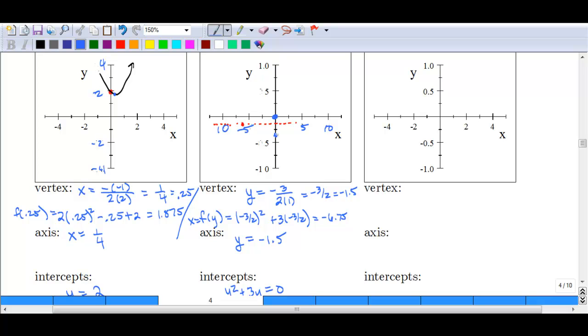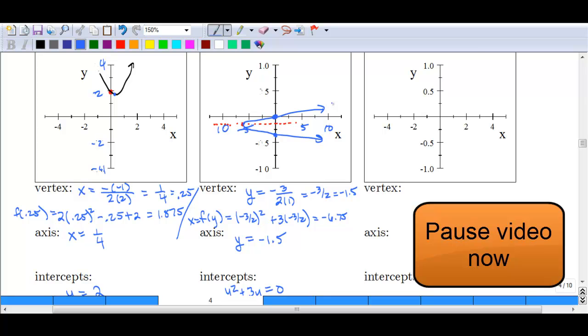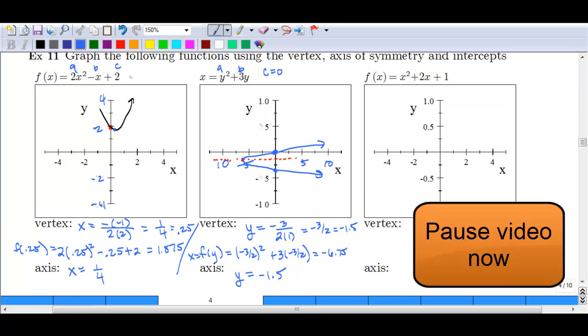So this is a pretty squished parabola with the way our axes are, and our parabola would look like this. So I want you to pause the video here and try the last example.